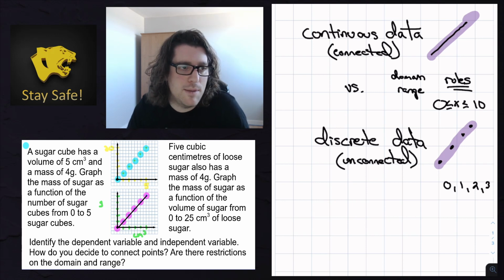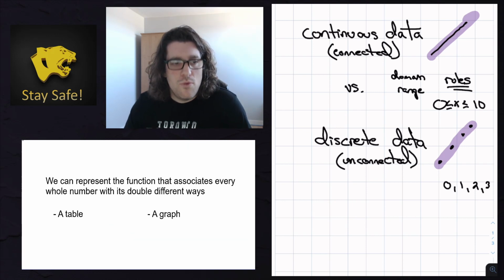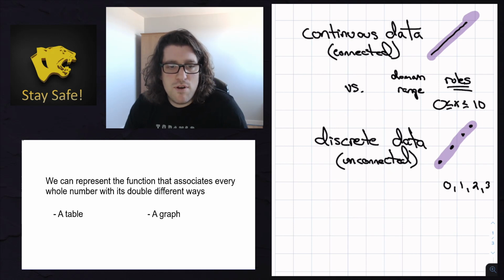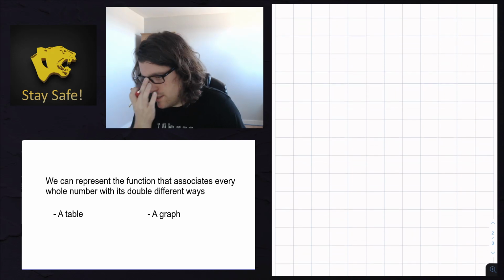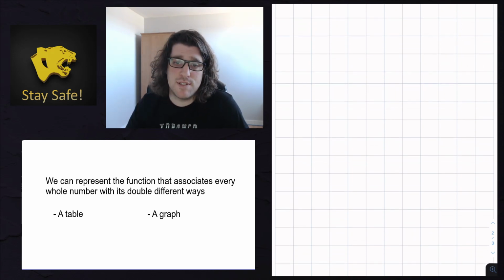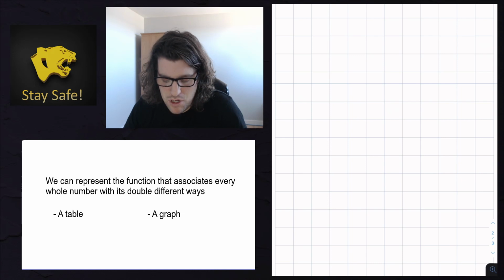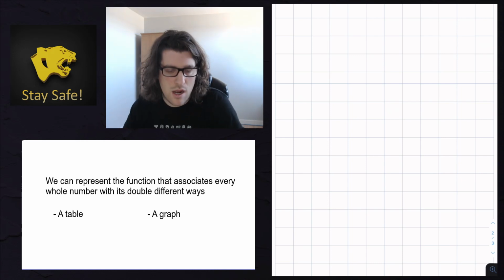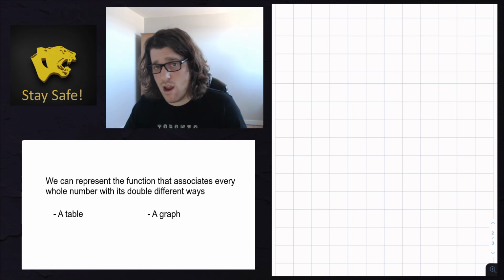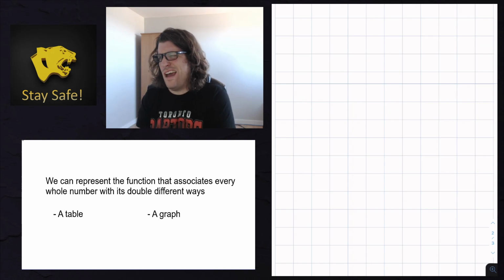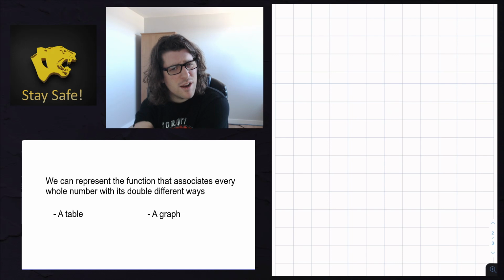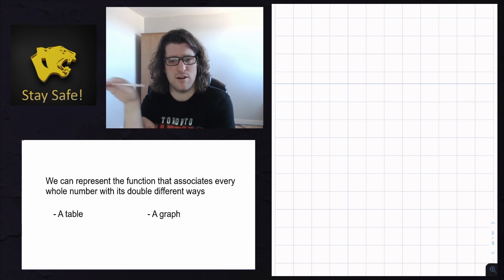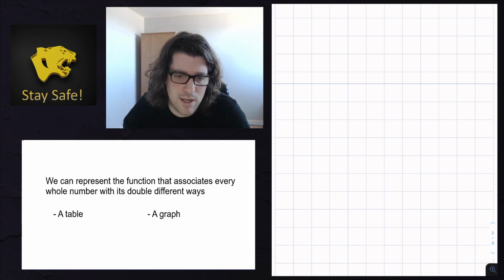So we'll keep going. We can represent the function that associates every whole number with its double in different ways. One of the things that I want you to realize is that when we have some sort of relationship between something and something else, we can use tables, we can use graphs, we could use other graphical arrangements. So you could do, for instance, one of those arrow diagrams where you have the bubbles and you draw arrows between them. That would be another okay way to do these.